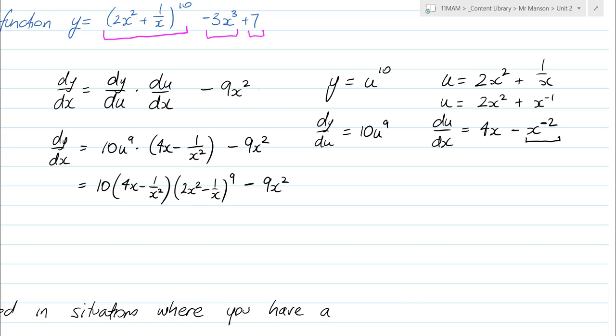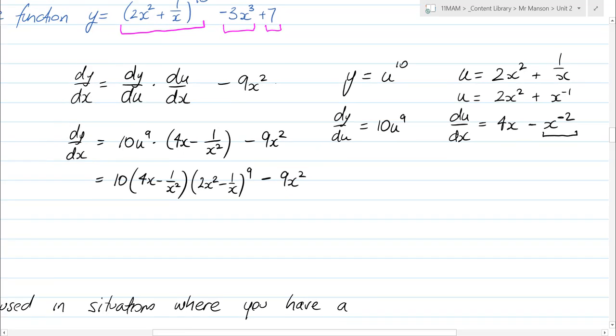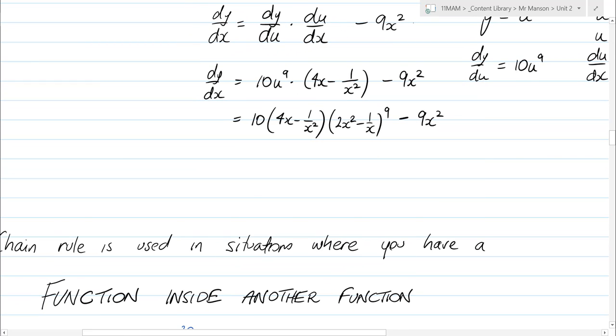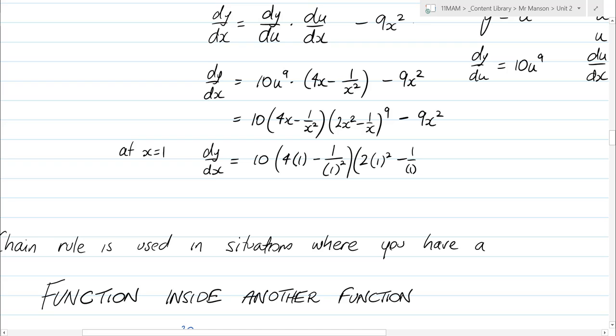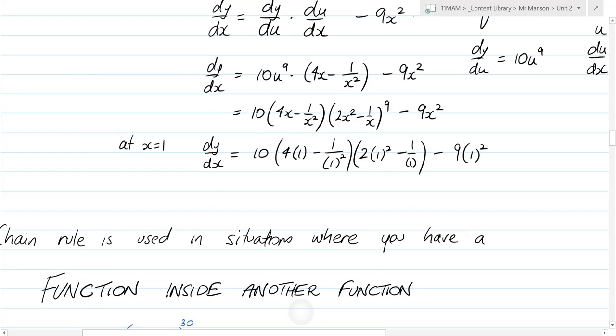It's asking us to find the gradient at x equals 1. So now I just have to do that last little bit. I'll say at x equals 1, dy dx is equal to 10, 4 times, you don't need these brackets, but a lot of people use them just to denote where they've substituted in, 2 times 1 squared minus 1 over 1, minus 9 times 1 squared.